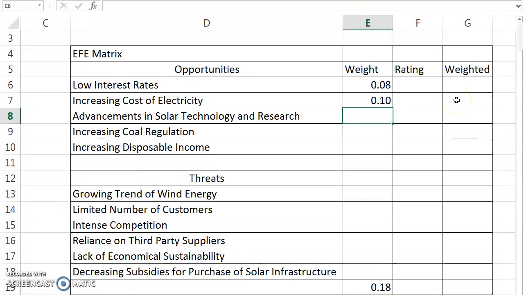Advancement in solar technology and research. The entire industry is benefiting from the testing and the research and the advancements in this industry. That's a great opportunity. Maybe I will give this one a 0.10 also.